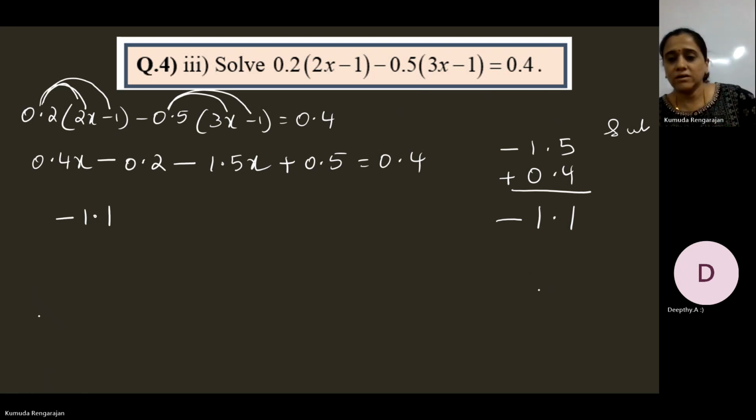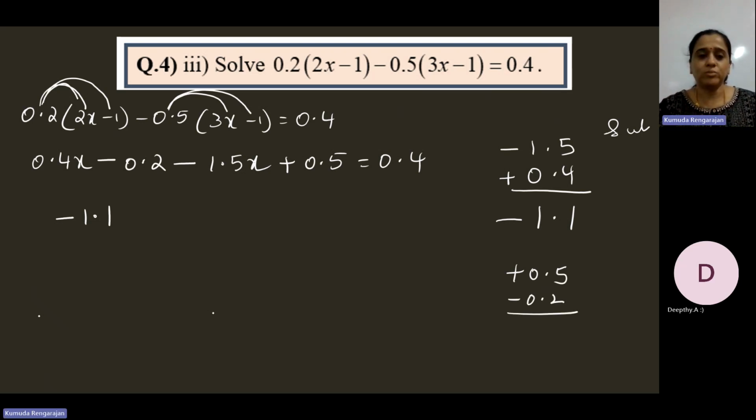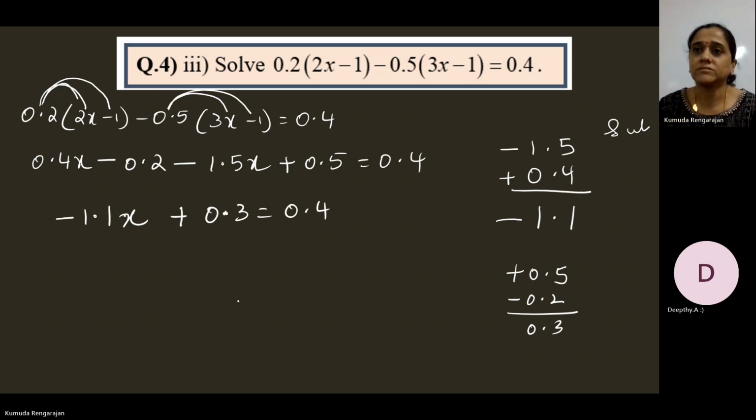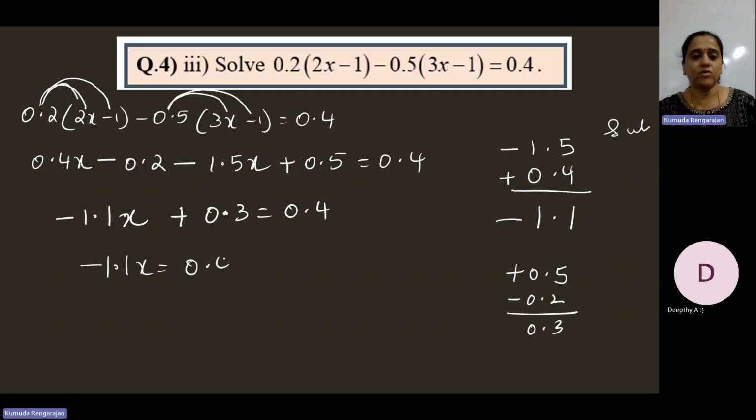And plus 0.5 minus 0.2. Different signs, subtract, and put the sign of the greater number. 0.5 is the greater number, so plus. So plus 0.3 is equal to 0.4, correct? Yeah, now transpose. 0.4 minus 0.3. So minus 1.1x is equal to 0.1.